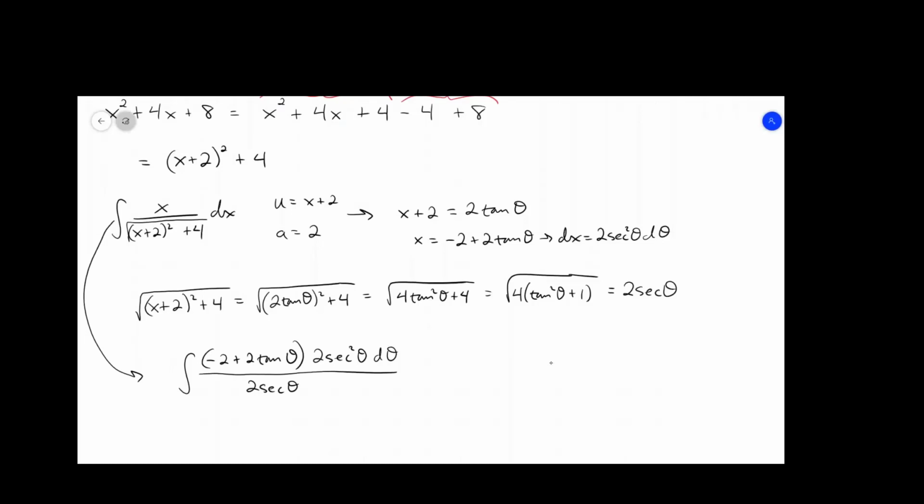So we can cancel some stuff out, right? Those 2's are going to cancel. Secant will cancel with that secant squared up there. We're just left with 1 secant. So the new integral that we have here is going to be, let's distribute that secant that remains. We're going to have -2 secant theta, and we're going to have a +2 secant theta tangent theta.